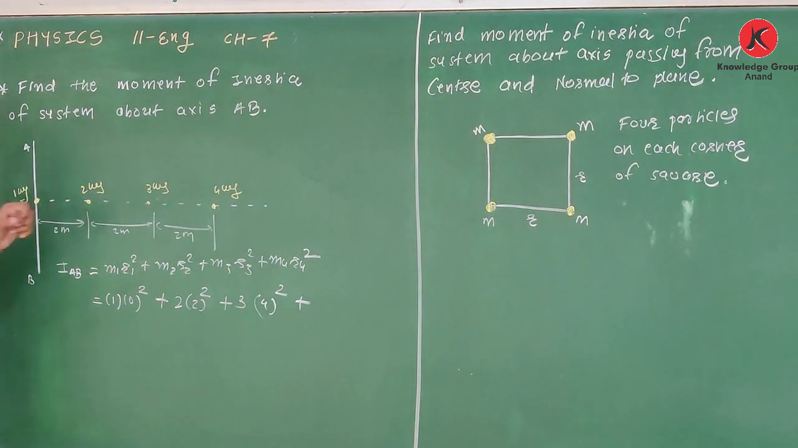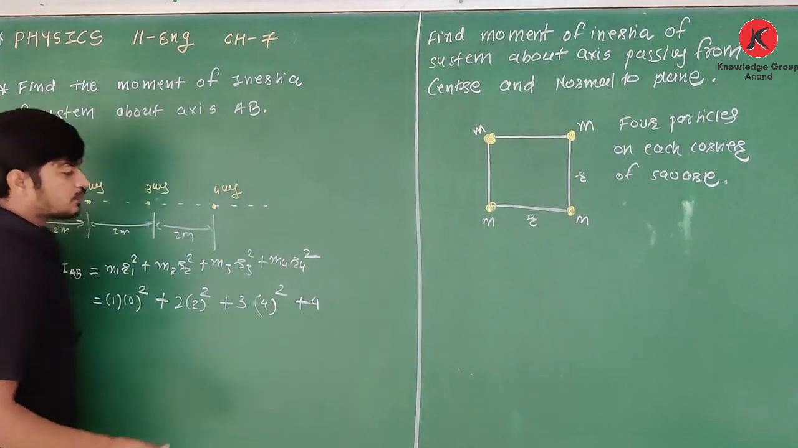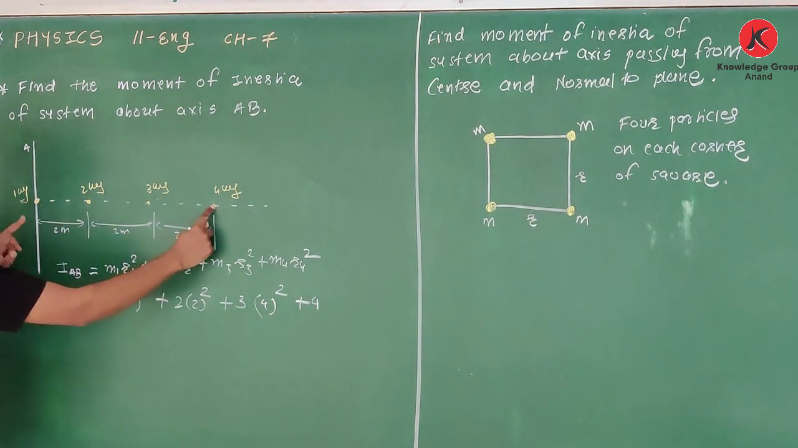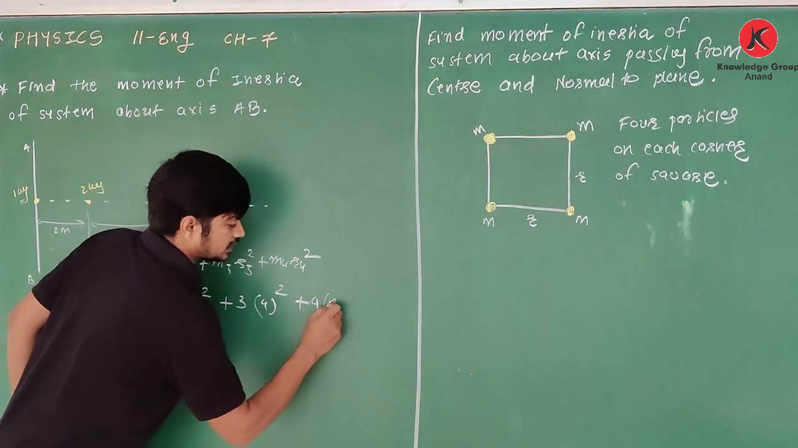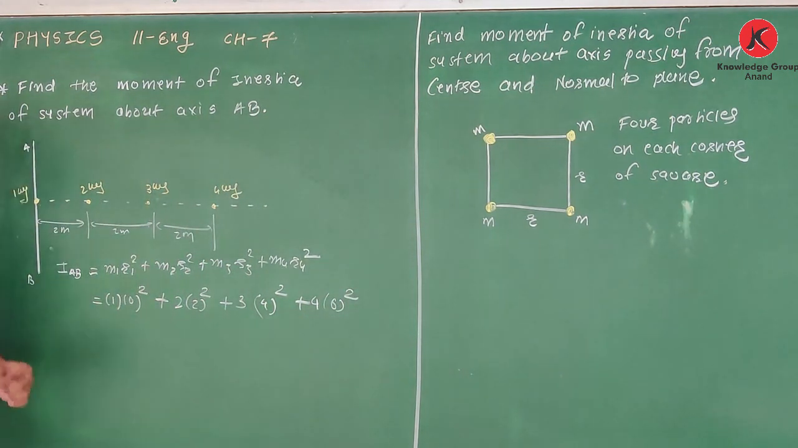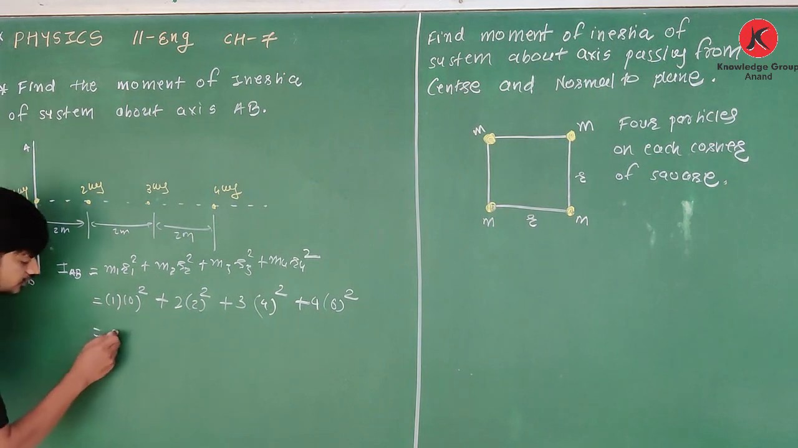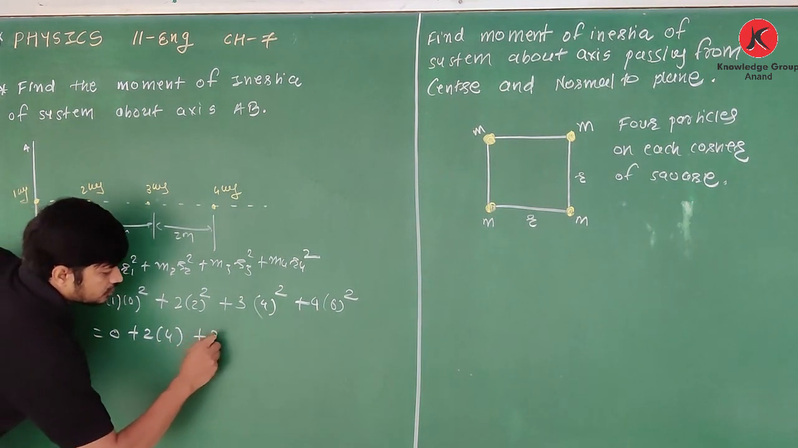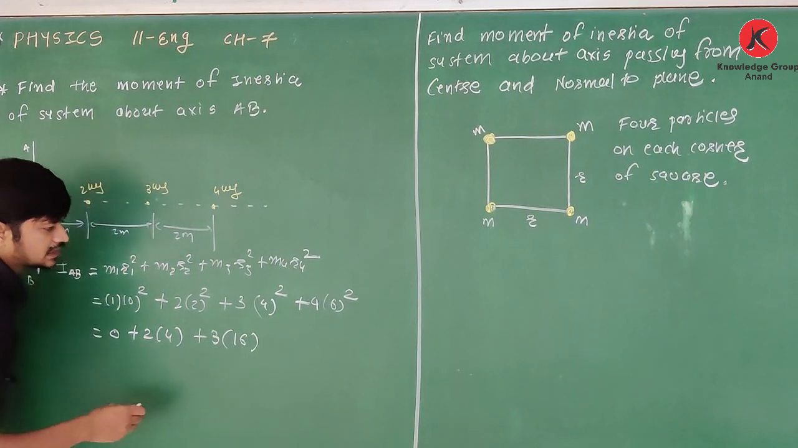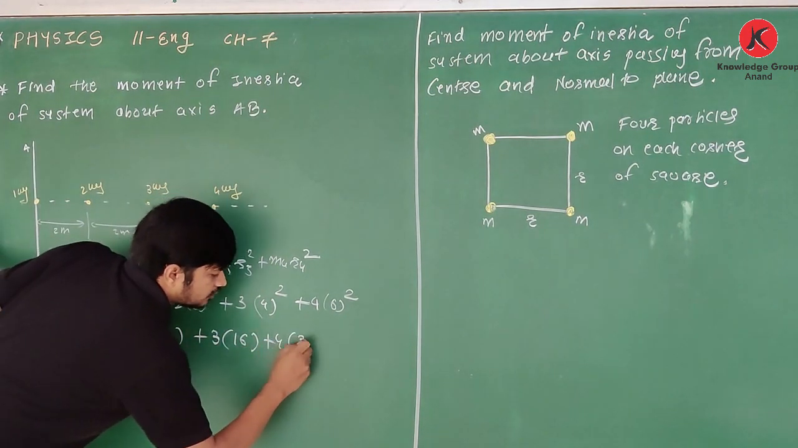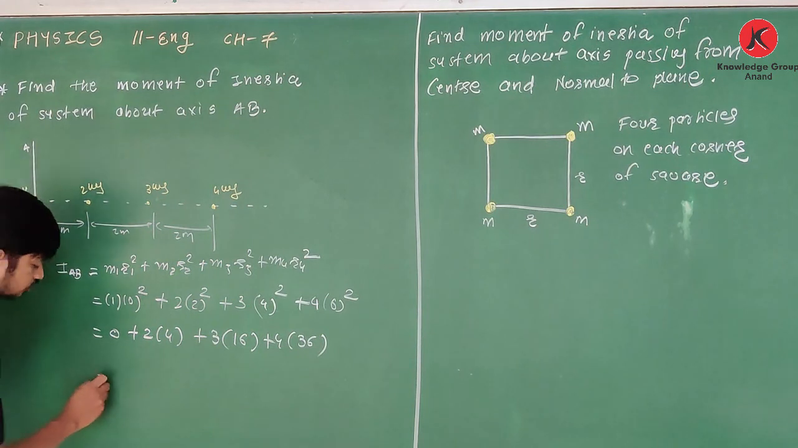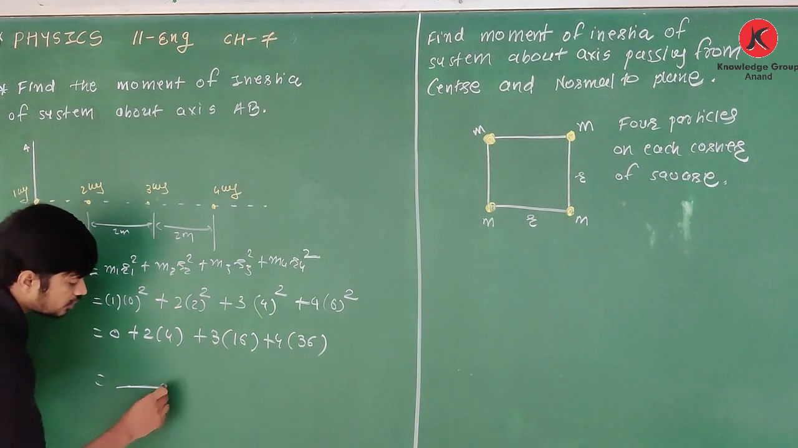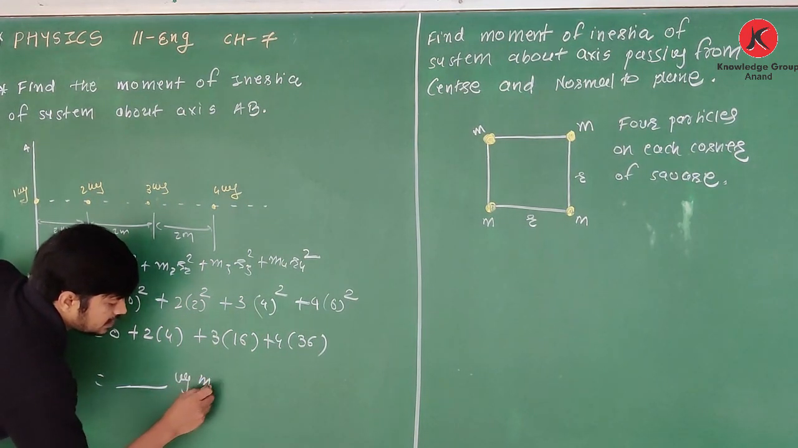Plus m4, it is 4. What is perpendicular distance? So it is 2 plus 2 plus 2, which means it is 6 square. Clear about this? Now you can easily calculate this. It is 0, 2 square means it is 4, 3, 4 square means it is 16, plus 4, 6 square means it is 36. So now you can easily calculate this and your answer will be in kg meter square.